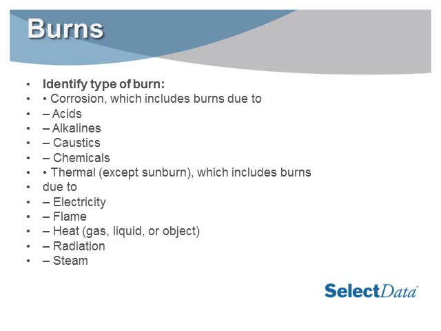Again, you identify the type of burn. Is it a corrosion, which would be a burn due to acid, alkaline, caustics, or chemicals? Is it a thermal burn of any type except sunburn? And is that due to electricity, flame, heat, whether it's gas, liquid, or object, radiation, or steam? And again, just so everybody's aware, the 4th character on the burn code would identify the degree of the burn. So this is why it's very important for us to know, because that code is actually telling that degree of the burn. Right. We have to have that information.